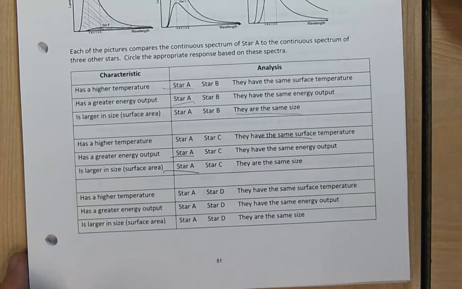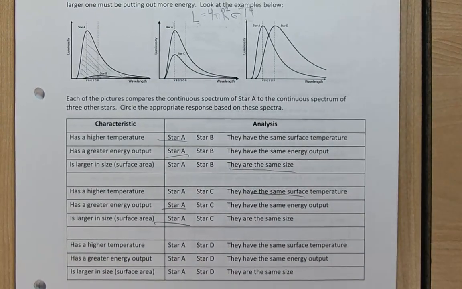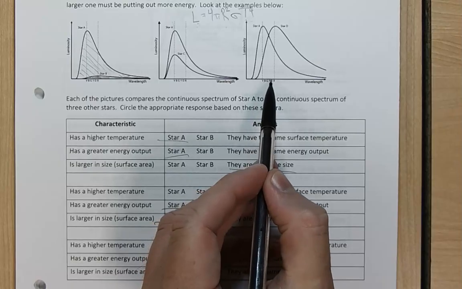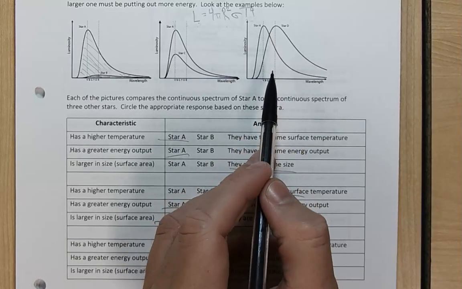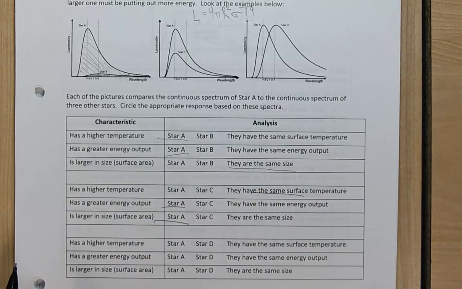All right, A and D. I lost my graph here. Okay. Pardon me. A and D. Which one's the higher temperature? Well, A peaks in the violet. D peaks in the red. So the hotter star must be the bluer one. A it is. Which one has the greater energy output?